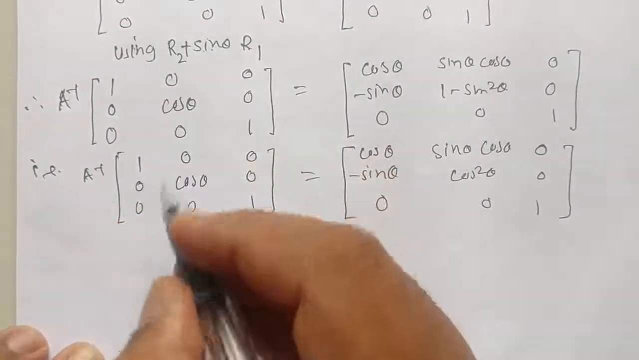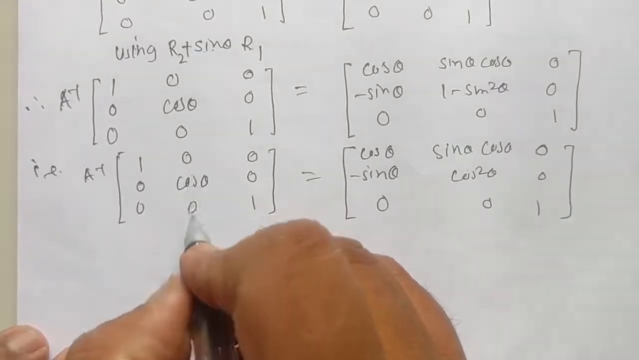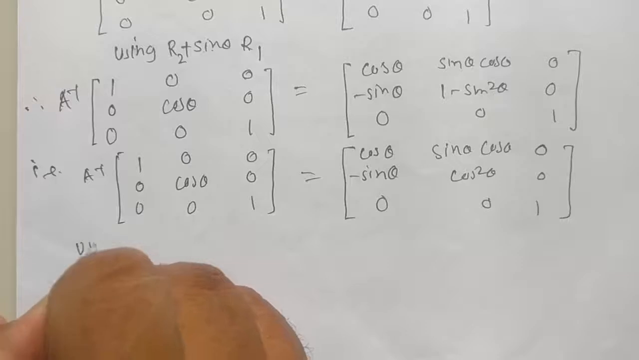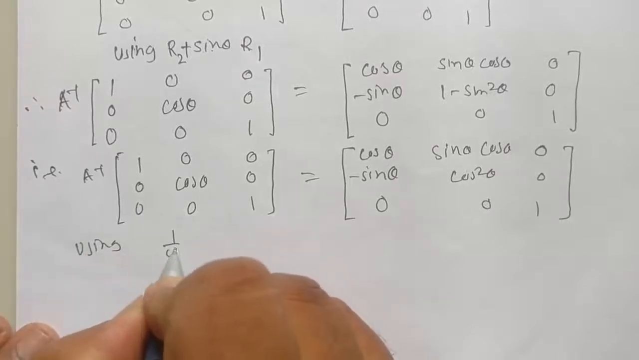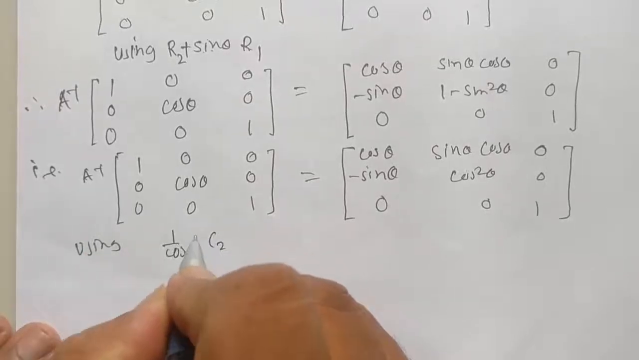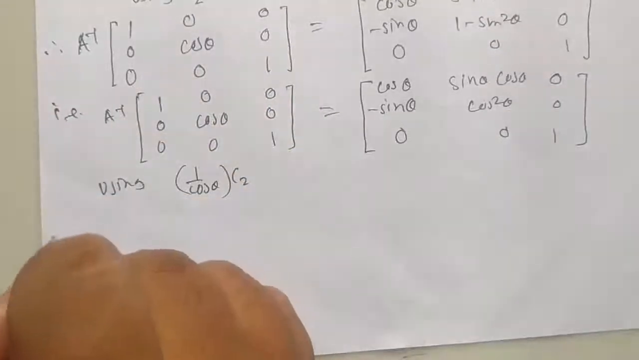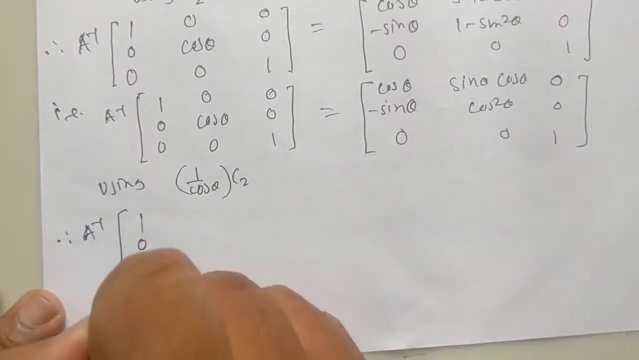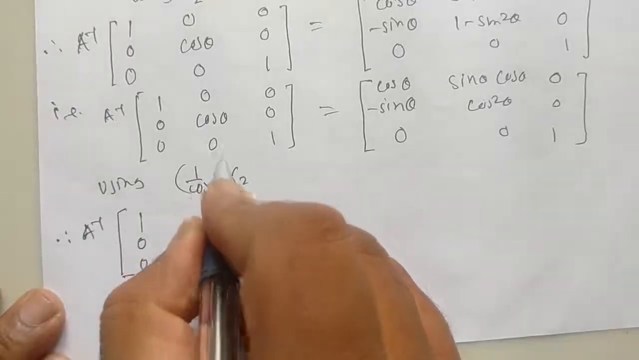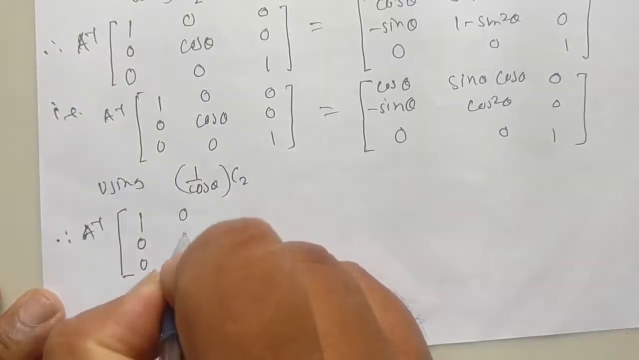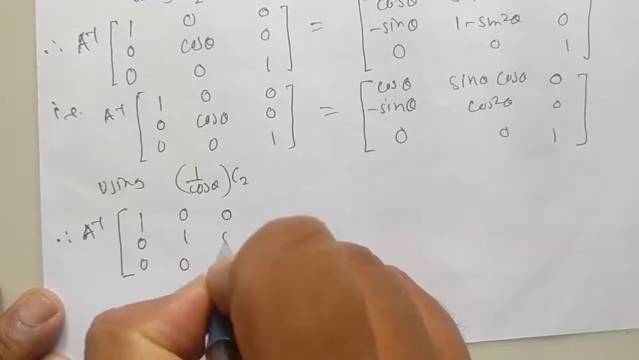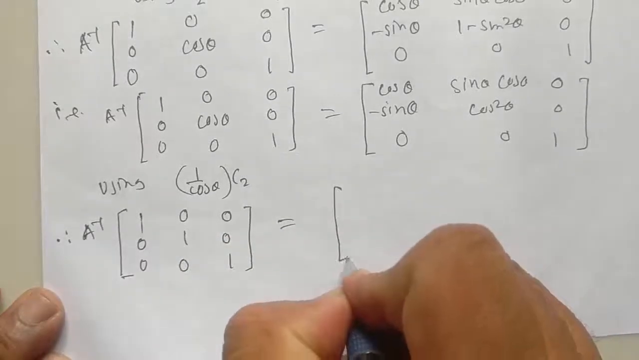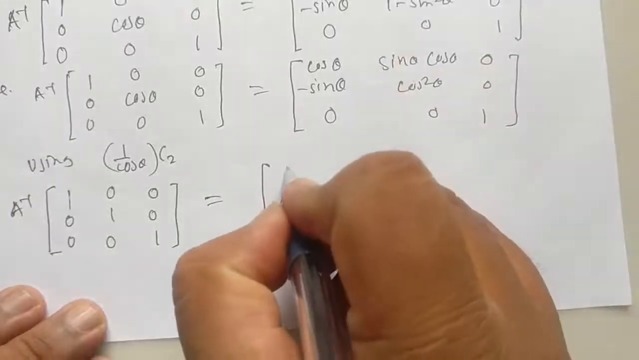Now we divide the column number 2 by cos theta, so it becomes 1, using 1 upon cos theta to the column number 2. Therefore, A inverse, 1 0 0, there is no change in the first column, we divide by cos theta, so 0 1 0 0 0 1. This is an identity matrix, is equal to, the same operation is performed on this also.